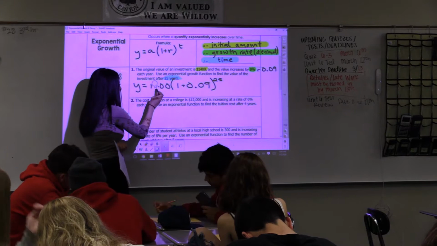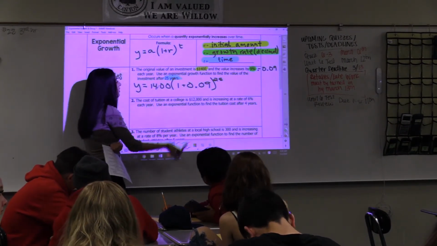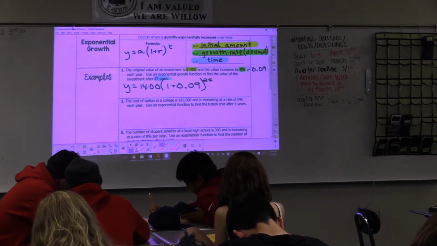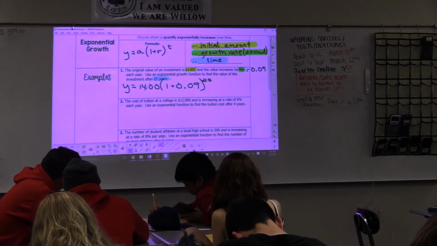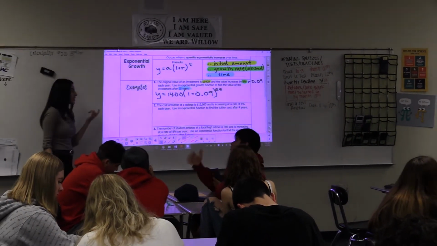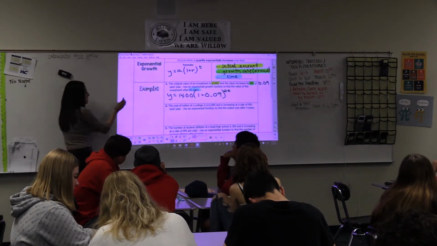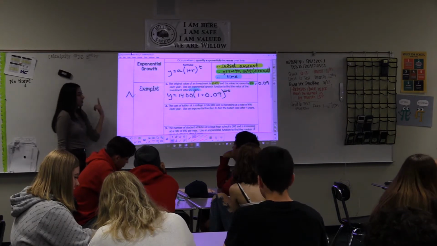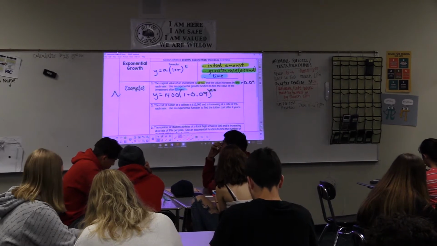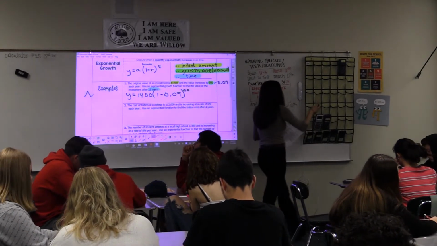All right, and now for this, we are just going to continue solving by entering it all in the calculator. So you can enter the whole thing in the calculator at once. You don't necessarily have to break it apart. So you can enter 1,400, parentheses, 1 plus 0.09, parentheses, and then hit that exponent button to the 25 power. All right, so everyone needs to try that out in the calculator so that I know you know how to do it.